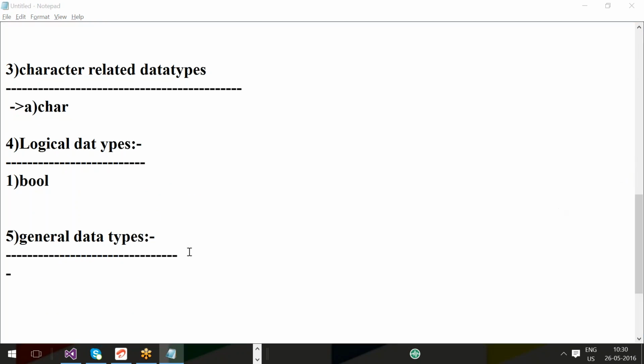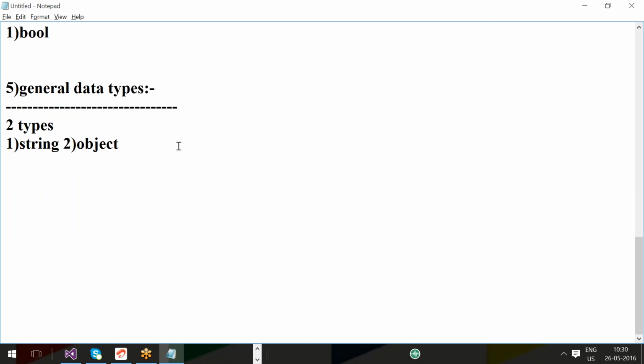Now, Urmil, explain about general data types. General data types are string and object. There are two types of general data types: one is string and the other one is object. Right, okay, very simple, guys.